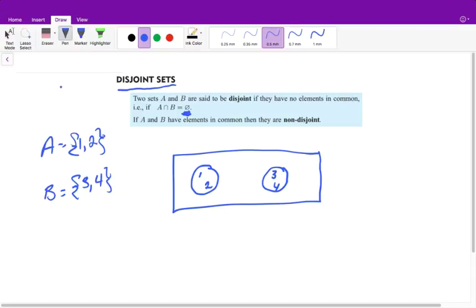If they do have elements in common, which are most of the examples that we went through so far, they are said to be non-disjoint. So disjoint means that there are no common elements and that they do not overlap, there's no intersection, and non-disjoint means that they do have common elements. That's it for this video, and then there's one more that you'll have to watch.